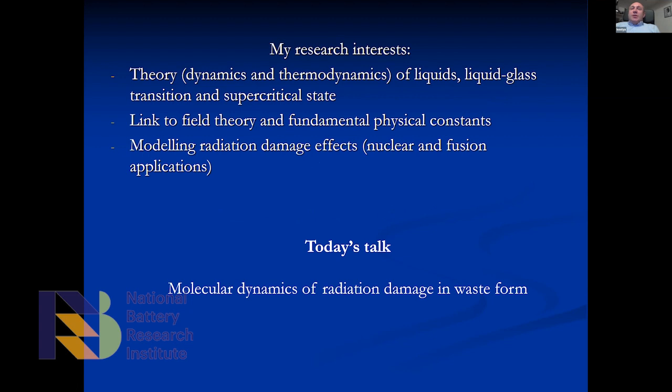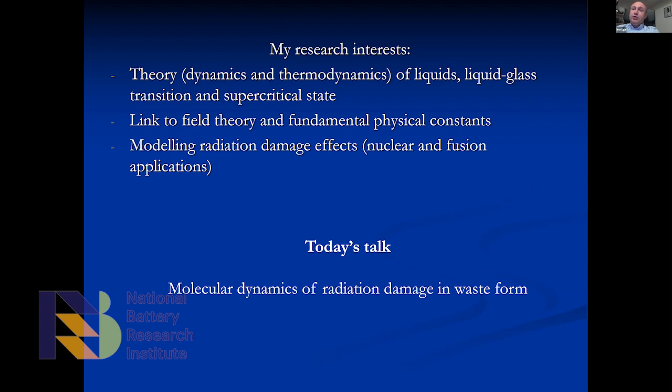So I have two research interests. One is in theory of the liquid state, and in particular, properties of liquids at different parts of the phase diagram, including at high temperature and pressure. And more recently, my group and I were trying to think how to connect different liquid properties to fundamental physical constants like the Planck constant and electron mass. The second part of what we do is related to modeling radiation damage. And that's what I was invited to talk to you about today.